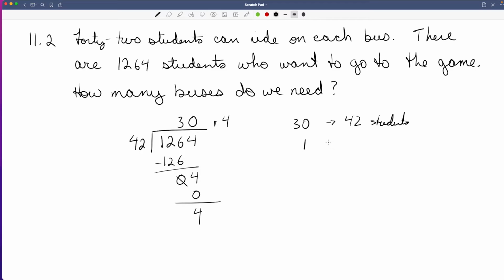And 1 bus will have 4 students. And that gives us a total of 31 buses. And that's something you can do. When you are doing your problems, don't be shy about labeling the numbers.